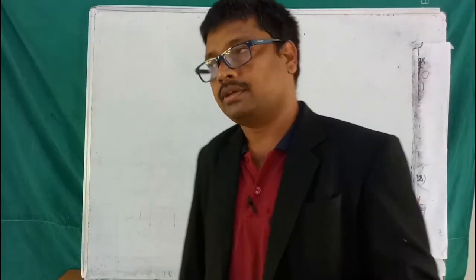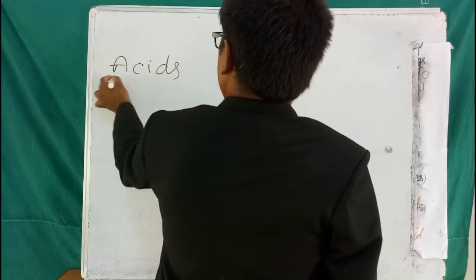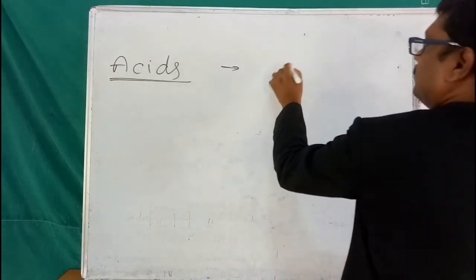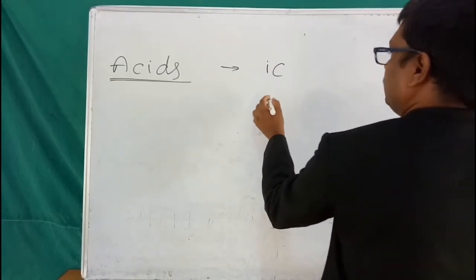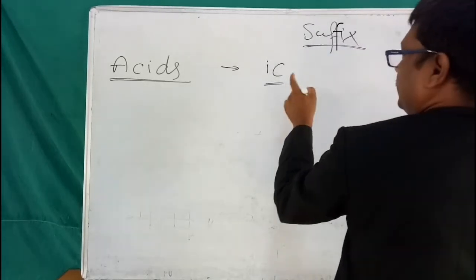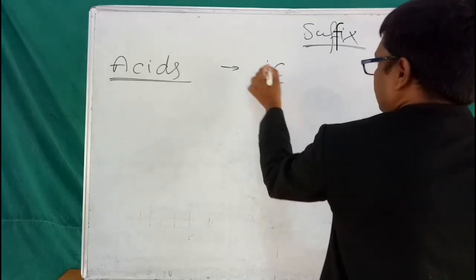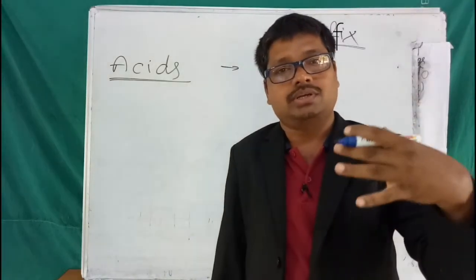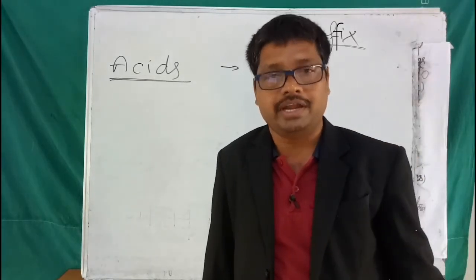So here you have to understand one thing. Most of the acid names are ending with ic. Okay, ic is the suffix of acids. You try to understand, most of the names of acids are ending with this ic suffix. Once again, if you want to recollect, you just go back and see the names of the acids. You try to understand how the names of the acids are ending.